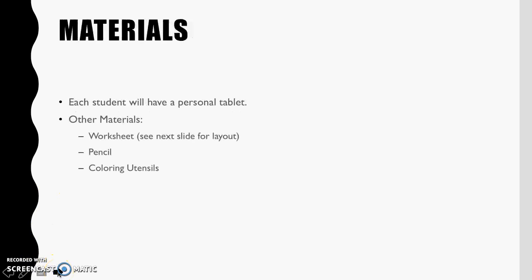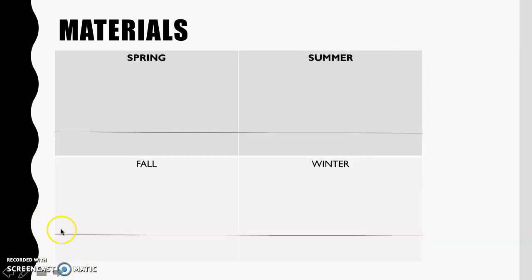So here are the materials. Each student will have a personal tablet, a worksheet, a pencil and coloring utensils, and the worksheet will look something like this. It will be given to them in class so they are able to write on it during this interactive module.